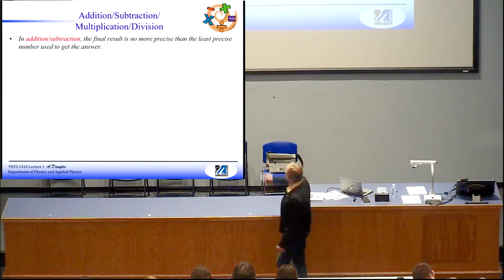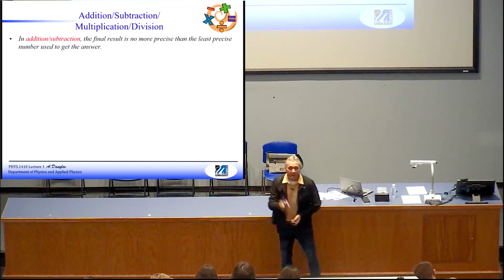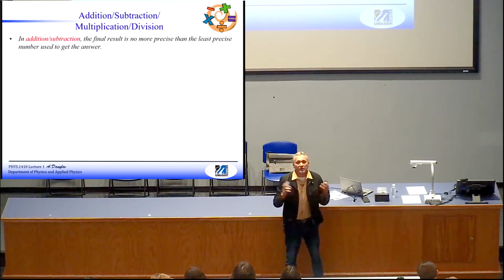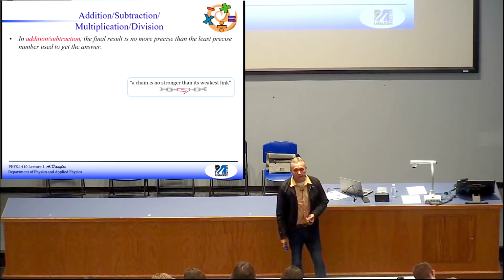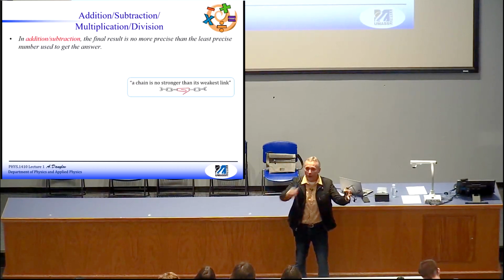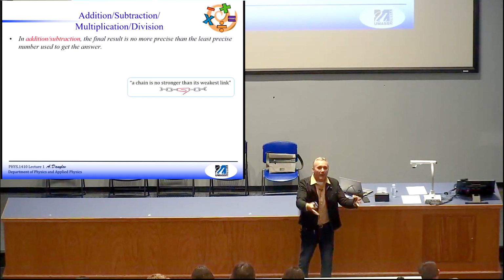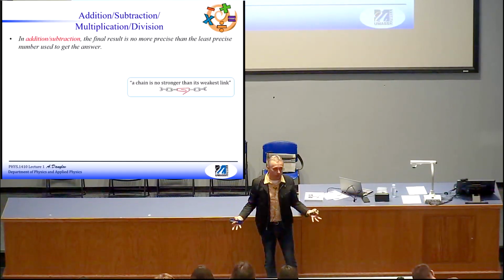The rule is the same for both addition and subtraction. Probably I will just read. The final result is no more precise than the least precise number used to get the answer. In simple words, a chain is no stronger than its weakest link. So you need to find the weakest link, the number with the least certainty, and use that level of uncertainty in your final result.